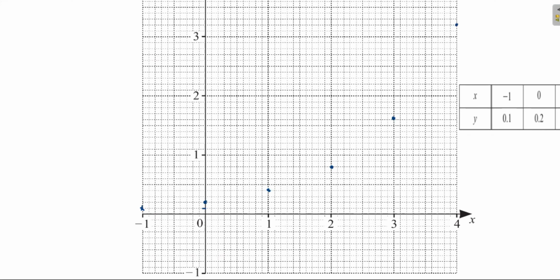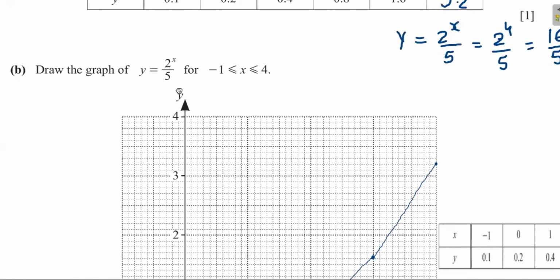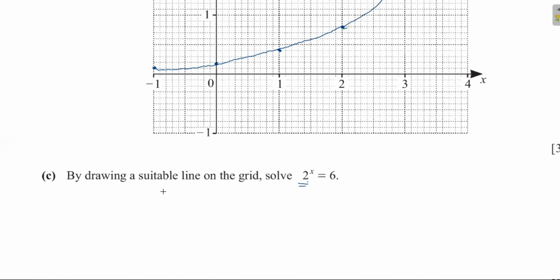Now we join these points and we get the curve. By joining these points, we get the curve, and this is the graph of y equal to 2 power x over 5. Part C, by drawing a suitable line on the grid, solve 2 power x equal to 6. This is the graph of 2 power x over 5.